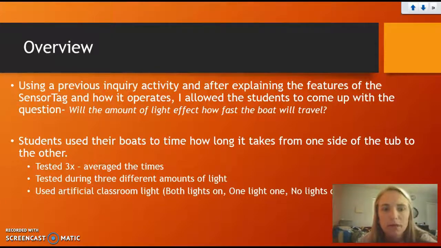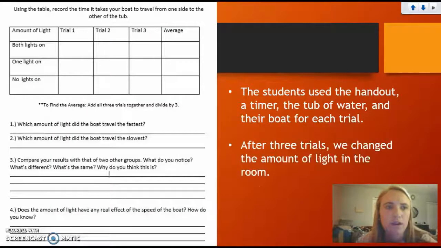They tested it with 3 different amounts of light. We did both lights on in the classroom, 1 light on, and then no lights on. This was the handout that I created. The students were able to fill that out as they were testing their boats. They used the timer, the tub of water, and their boats for each trial.